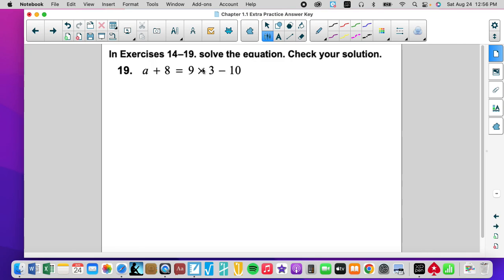This is an interesting one. You're rarely going to see this multiplication symbol like this. You won't see that in high school. So we have a plus 8. And again, we're going to do multiplication before subtraction.